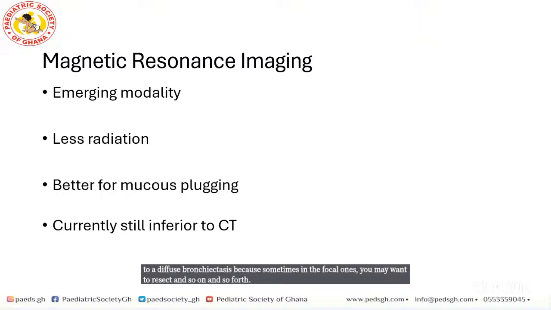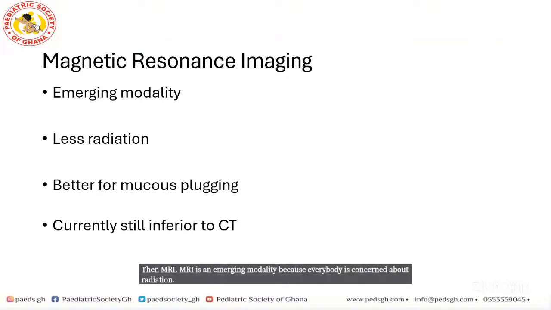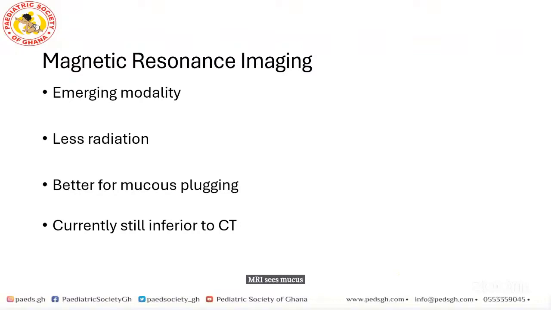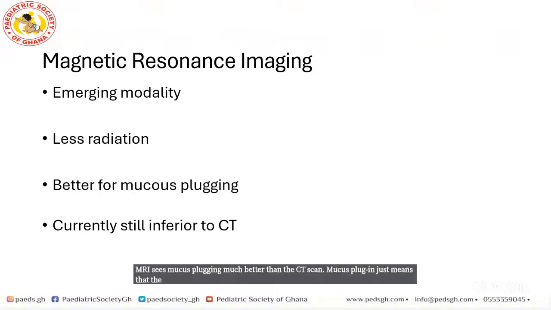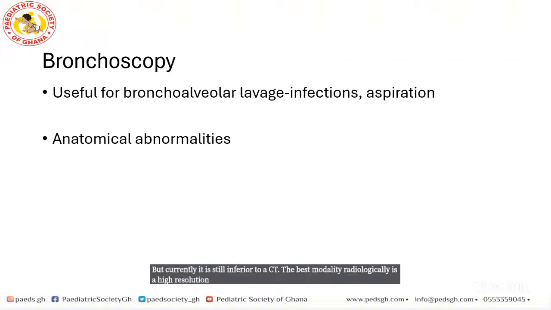Then MRI. MRI is an imaging modality because everybody is concerned about radiation. MRI sees mucus plugging much better than a CT scan. Mucus plugging just means that the airways are filled with mucus and it's stuck there. But currently, it is still inferior to a CT. The best modality radiologically is a high-resolution chest CT scan.